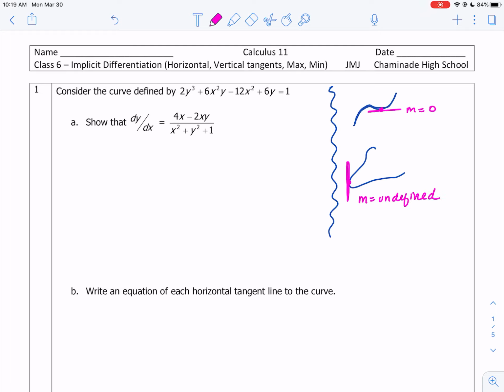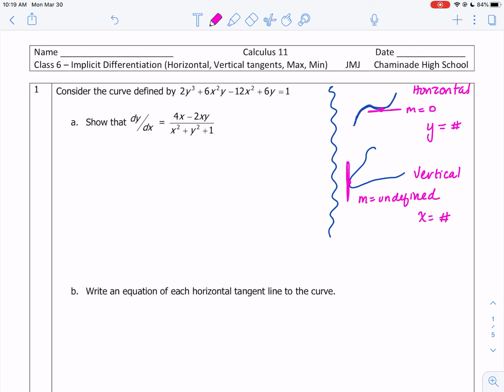Remember, when we have horizontal lines, or the horizontal tangents, those come in the form of y equals some number. Also recall, when we have vertical lines, vertical lines come in the form of x equals some number. That information is actually going to be really important as we go through. Let's look at the first example for today.